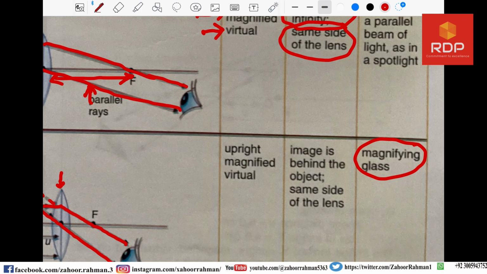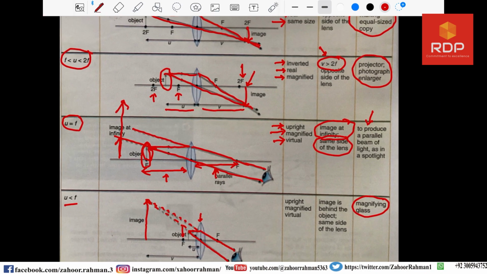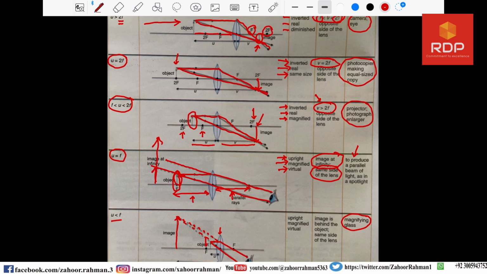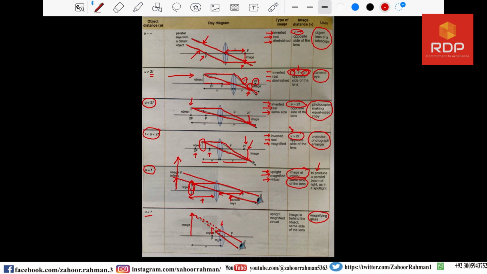Dear learners, I told you that this table is of great importance if you want to see how images are formed in converging lenses, and how we can specify different characteristics of these images. Remember that these are not that difficult, but you have to pay full attention to these sorts of questions.